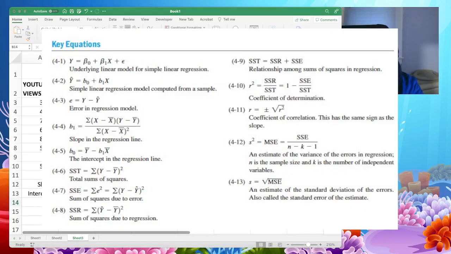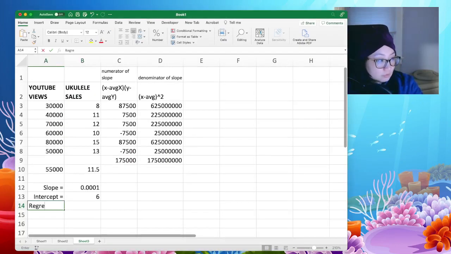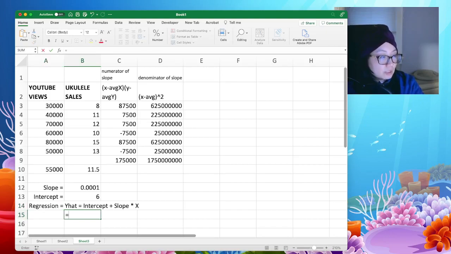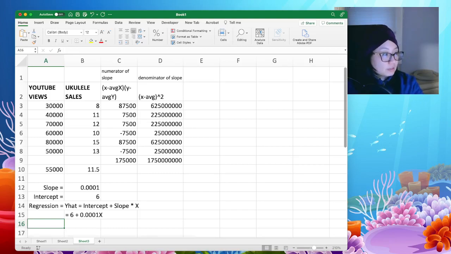Now that we have this, we can create here equation number 2, y hat is equal to b of 0 plus b of 1 multiplied by unknown x value. And the common thing that we call it is y hat, sometimes with the dash, sometimes without, so I'll just write it without. So we have b of 0, which is intercept, plus slope multiplied by x, which is going to be equal to 6 plus 0.0001x. Now, given this, we can then predict what possible values are with different YouTube view counts.